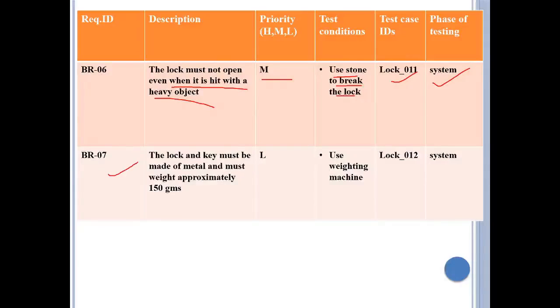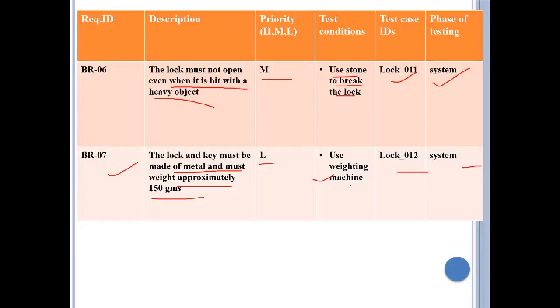Next requirement: the lock and key must be made of metal and must weigh approximately 150 grams. This is another condition, low priority. And the condition to use is a weighing machine. So if you want to test this, you need to use a weighing machine. The client's condition is that the lock must be approximately 150 grams and it should be measured with a weighing machine. That is the requirement given by the client. So based on the requirements given by the client, you are going to test it.